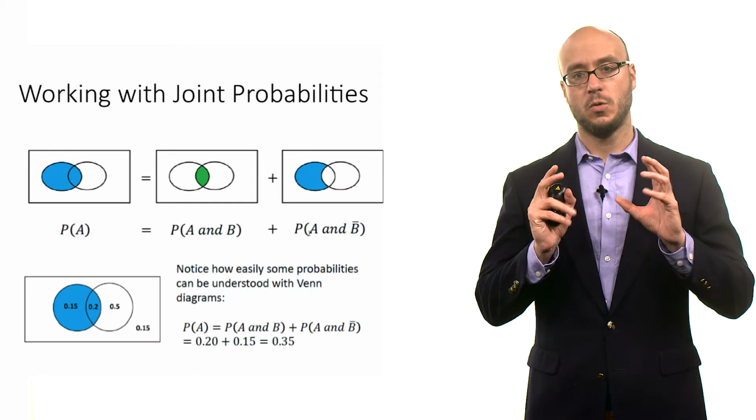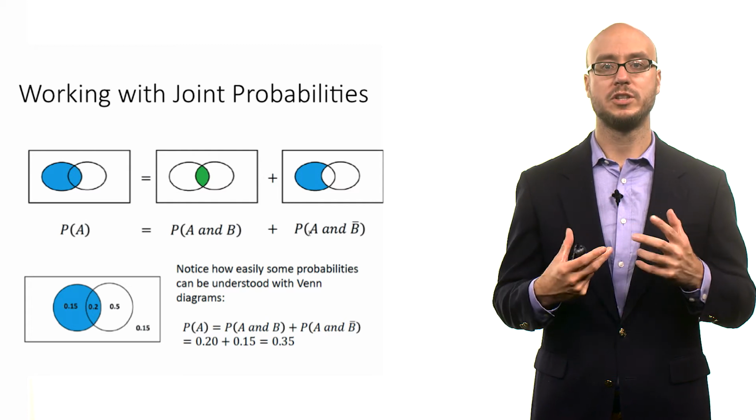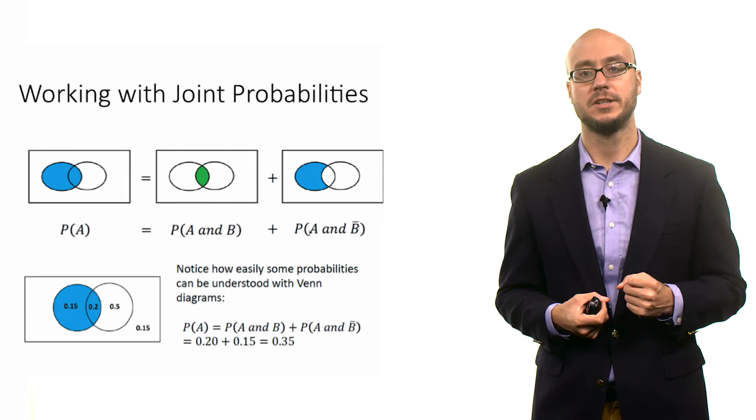You can see that when you have a Venn diagram, it can make working with joint probabilities a little bit easier. Because all this is really saying is that if you have a joint probability, then you look at the part that is unrelated to B, the probability of only A, and you add the joint probability to the probability of only A, and you get the overall probability of event A.